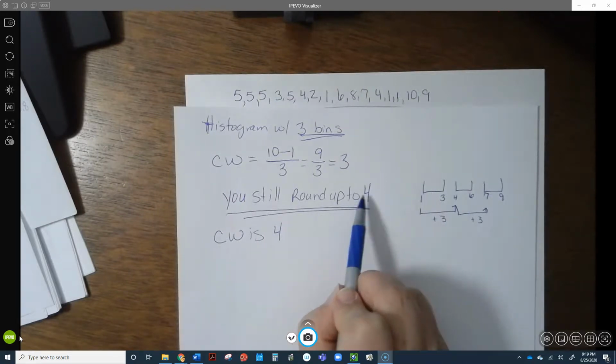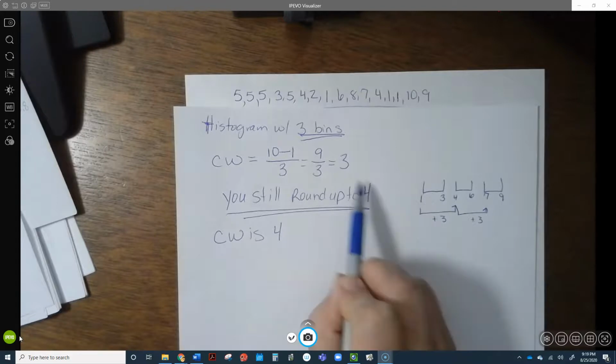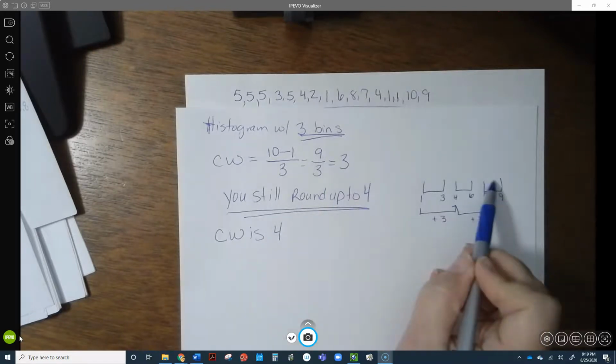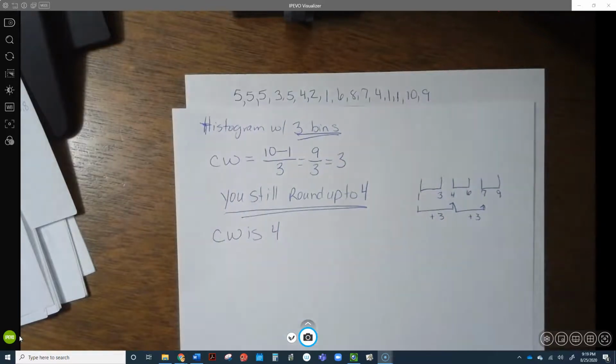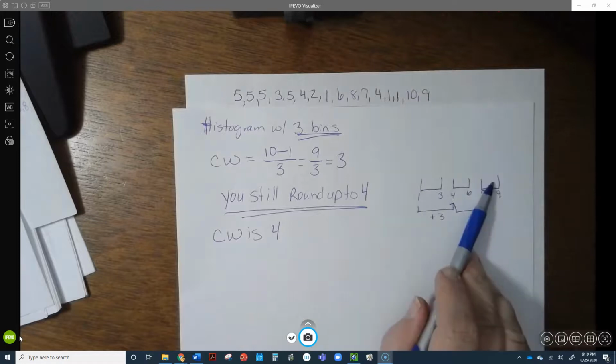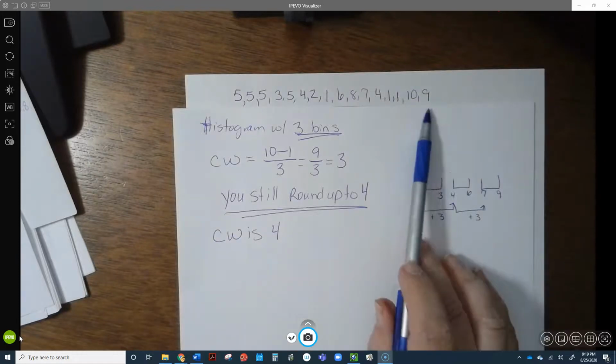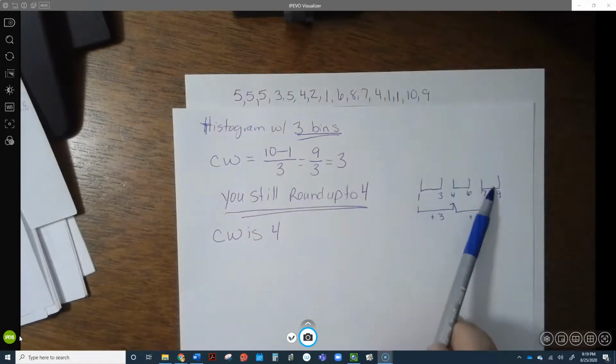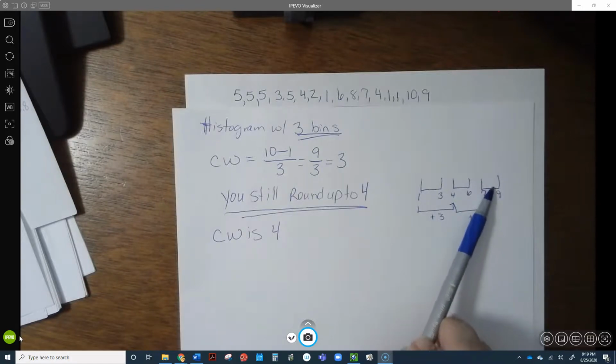That's why you should always round up to 4, because if you don't round up to the next number, you won't have a place for all your numbers. And that's a good way to know that you've messed up. When you start doing your tally marks and you have a number that won't fit anywhere, that's your clue that something's wrong.